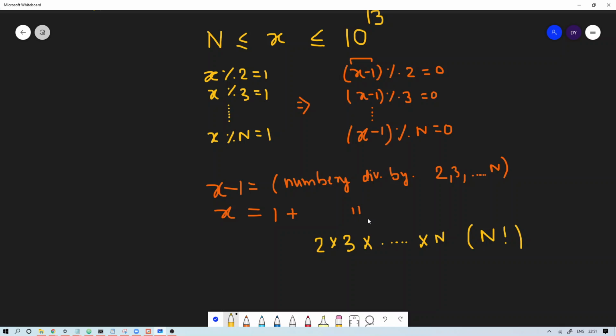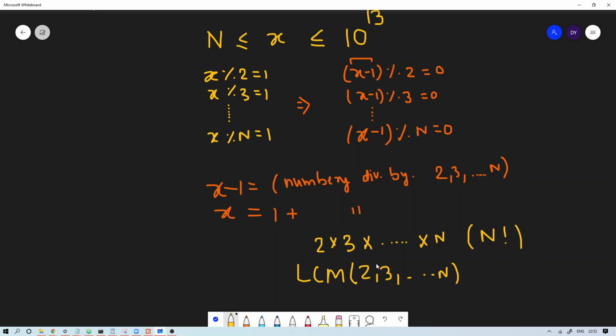So we have to find some smaller number, and in maths that is known as LCM. The LCM of all the numbers 2, 3 till n will be divisible by 2, 3 and till n, and this will be the minimum one.